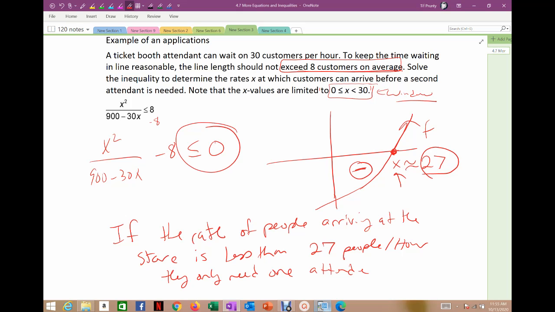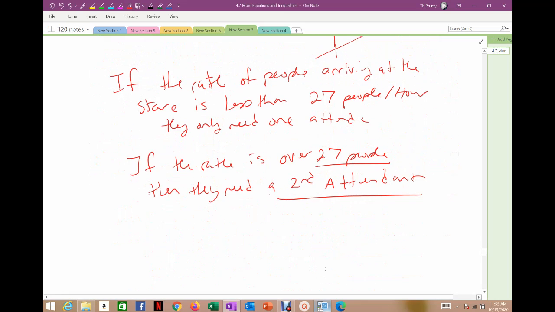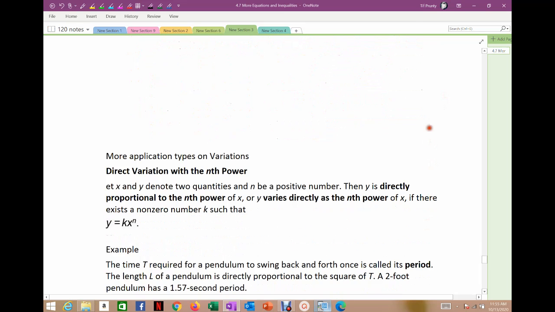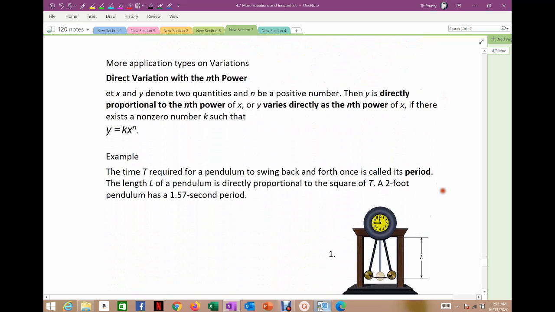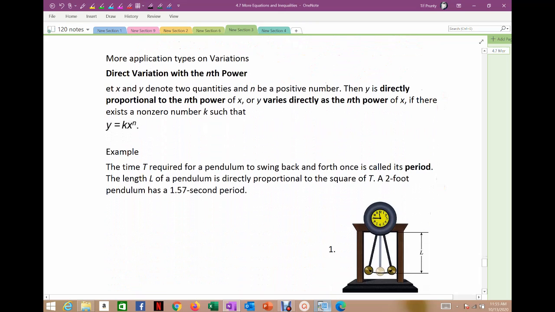All right, so there's an application of an inequality. All right, the next applications are going to be our direct and indirect variations. So more application. We did variations. If you go back and you look at the earlier chapters, we did variation examples.